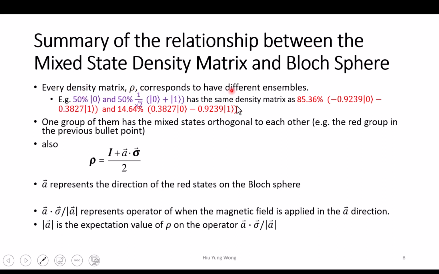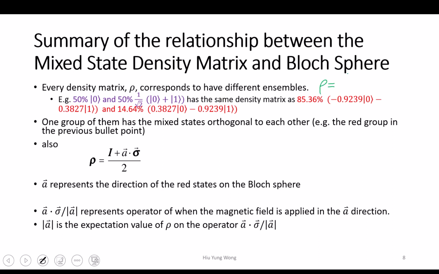Every density matrix can have different ensembles. For example, 50% 0 plus 50% this combination. I have 2 pure states, both 50%. We already did that. You go through the math. We did not do that for the red one. Just trust me, this one has the same density matrix as this ensemble: 85.36% of this pure state and 14.65% of this pure state. You just go home and try. They both have the same density matrix.